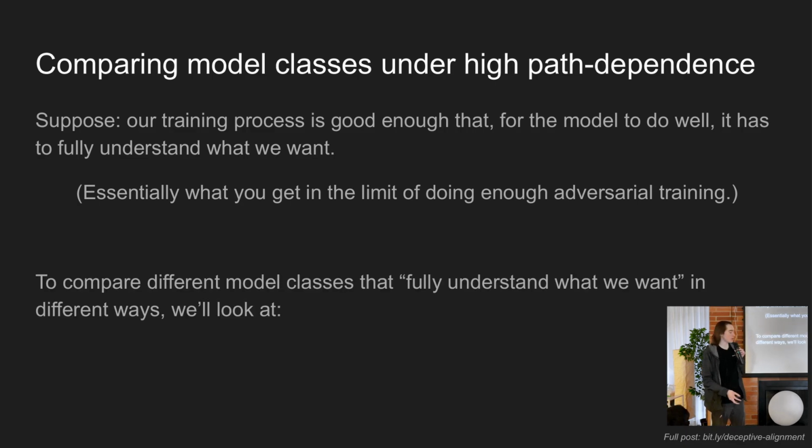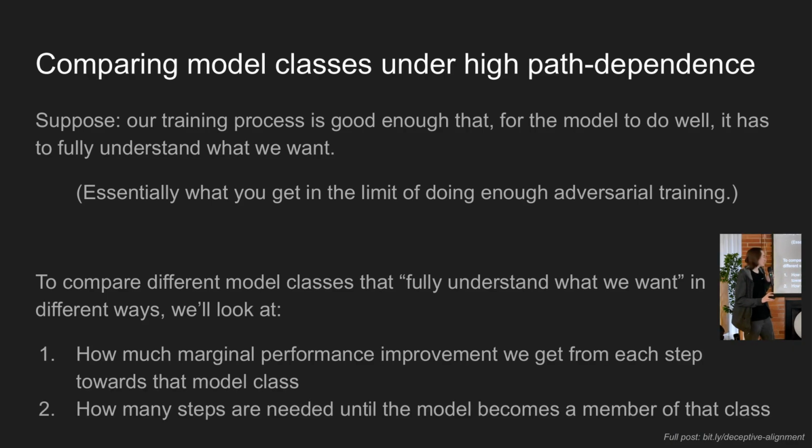OK. So how are we going to be comparing different model classes, different types of algorithms that have the property that they fully understand what we want? In the high path dependence case, there are two main things we're going to be looking for. We're going to be trying to understand, from each step that it takes to get to that algorithm, how much marginal performance improvement do we get? As we're walking through this loss landscape, how steep is that path down the loss landscape to this algorithm? How much performance improvement are we getting along the way?